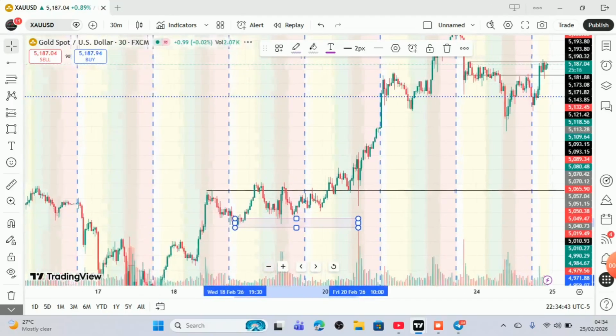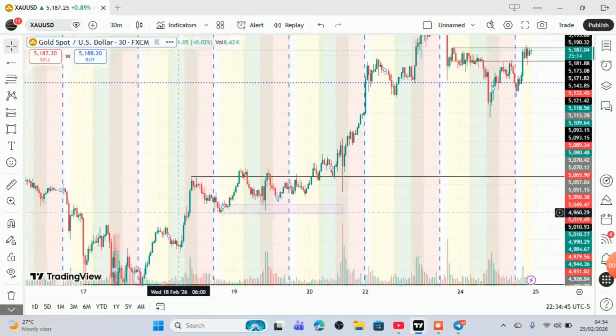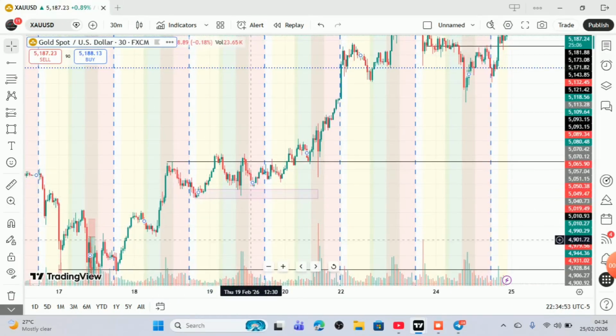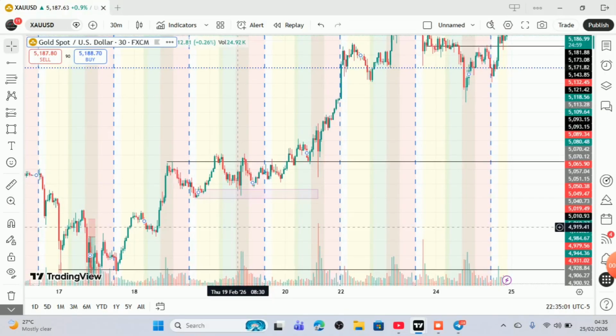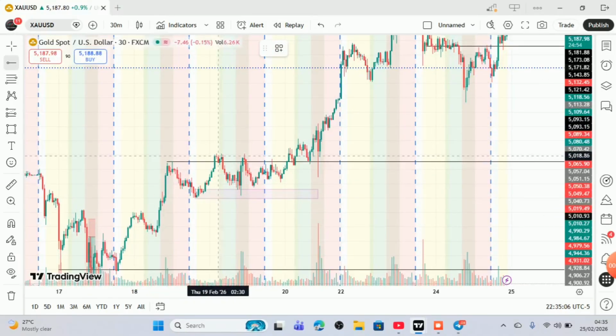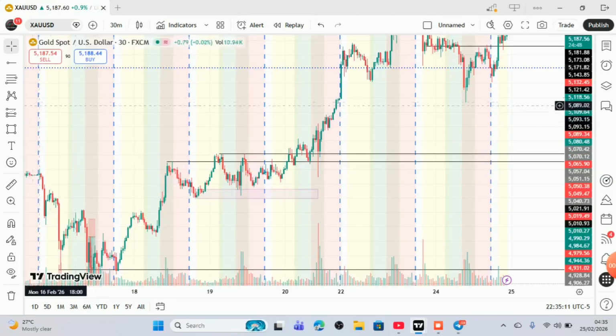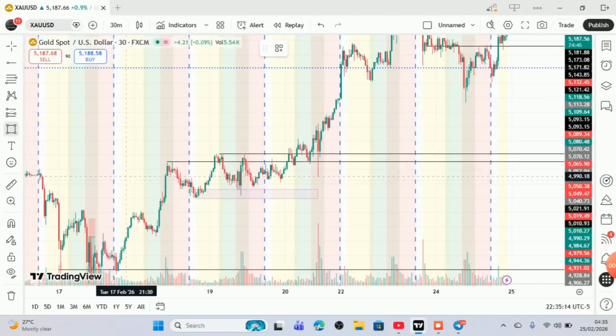So this is it. So this is our entry zone. This is our point of interest in this movement. As price breaks this one again, we also pick another order block.